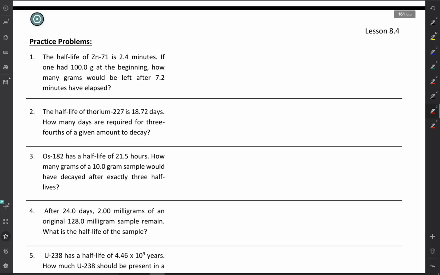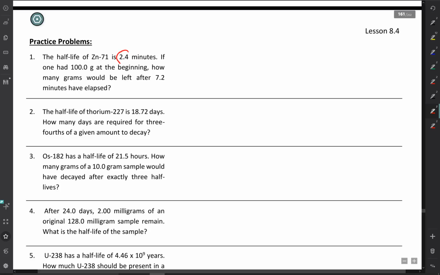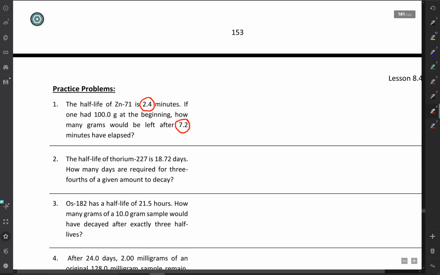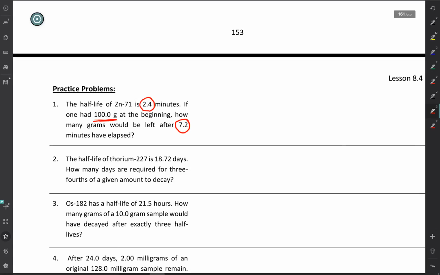Okay, question number 1. The half-life of zinc 71 is 2.4 minutes. If one had 100 grams at the beginning, how many grams would be left after 7.2 minutes have elapsed? Okay, so we know the half-life of zinc 71. We're told it's 2.4 minutes. We know how much total time has passed, 7.2 minutes. And we know how much we're starting with. And a lot of times with half-life problems, you're going to be given a mass in grams.